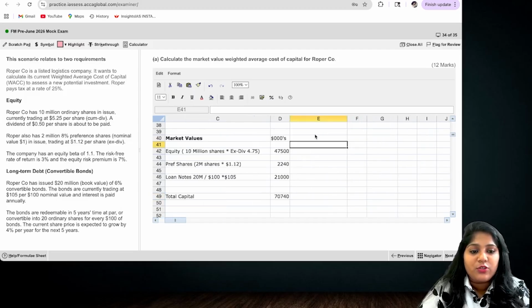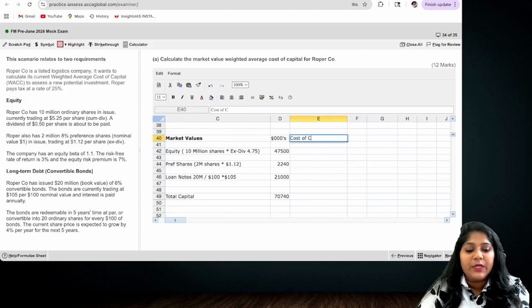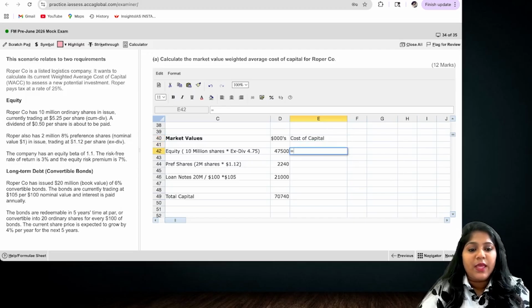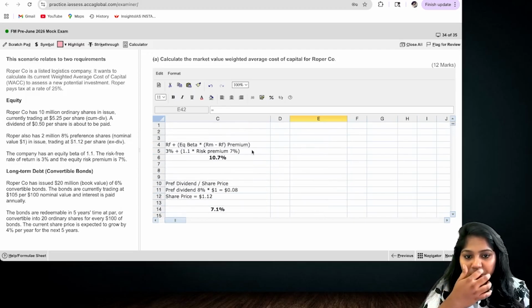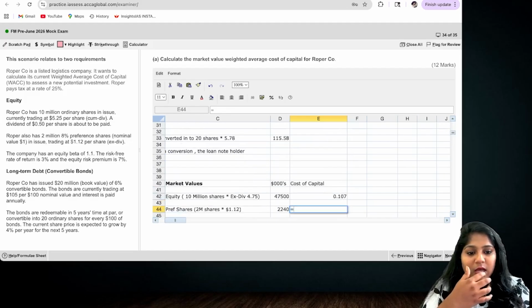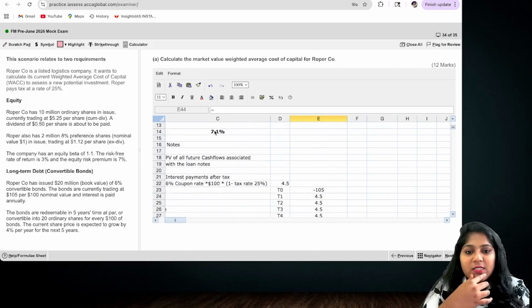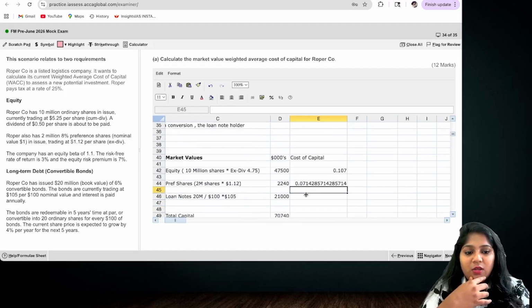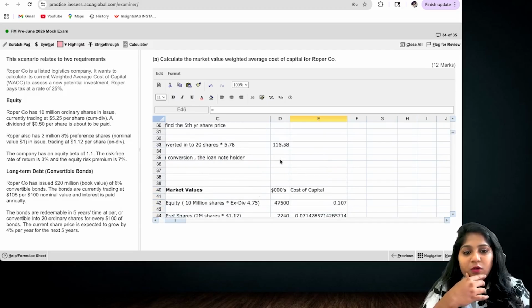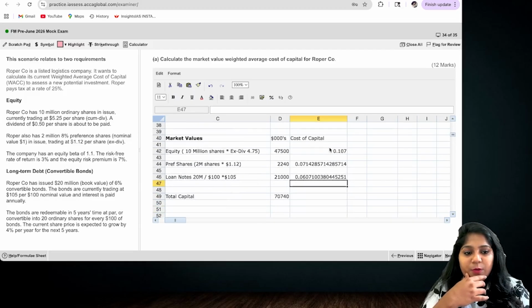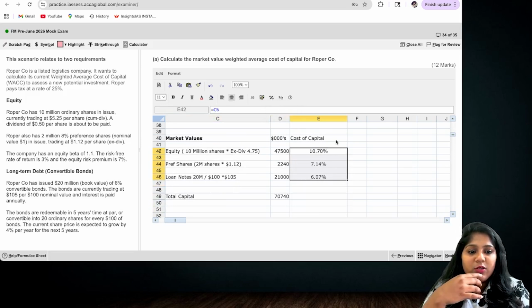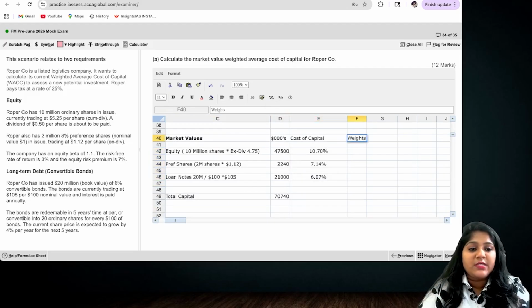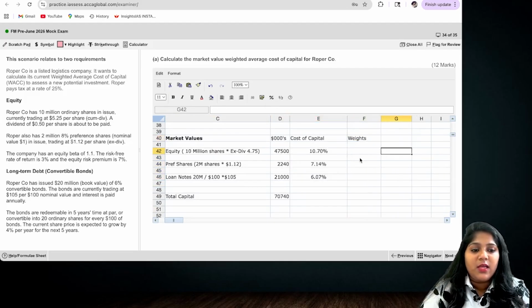So now what you have to do, you should write the costs of capital, all of them. What is the cost of capital of your equity? The cost of capital of your equity is 10.7 percentage, and cost of preference shares is 7.1 percentage, and cost of loan notes is how much? 6 percentage approximately. So convert all of this into percentage. Right? This is my cost of capital. Now you can use the weights to calculate the weighted average cost of capital, everyone.